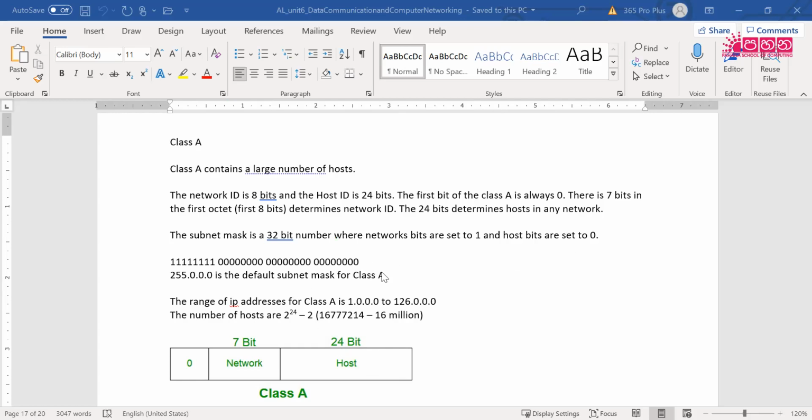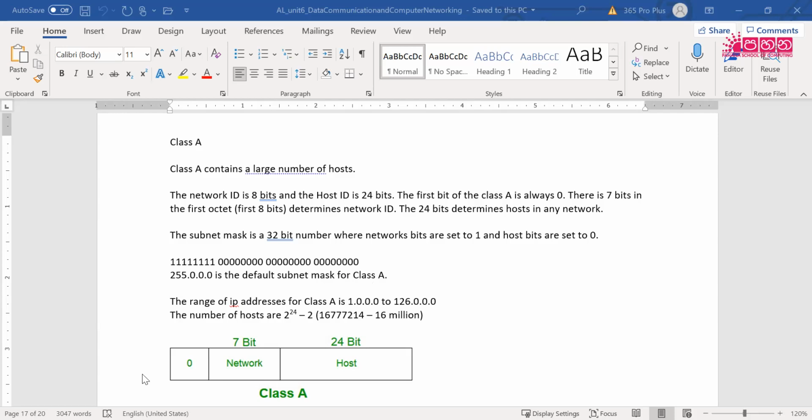Another thing that you need to remember is the subnet mask, or simply the mask, for class A. The mask means when you set all the network ID bits, the first 8 bits, to ones, and all the host bits to 0, we get the default mask for class A. That is 255.0.0.0. These are the things that you need to remember about the network addresses.